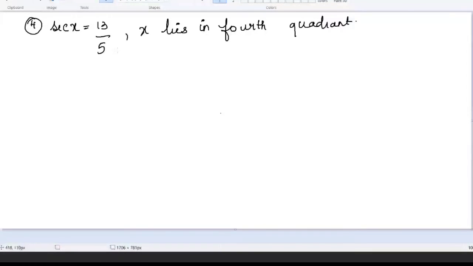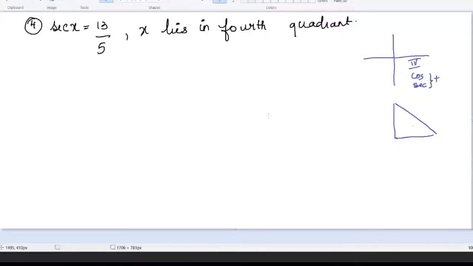Yes, so let's work out together. So which quadrant does it belong to? Mentioned fourth quadrant. Okay, so in the fourth quadrant, which ones are positive? Cos and secant are positive. Okay, next is the right angle triangle.